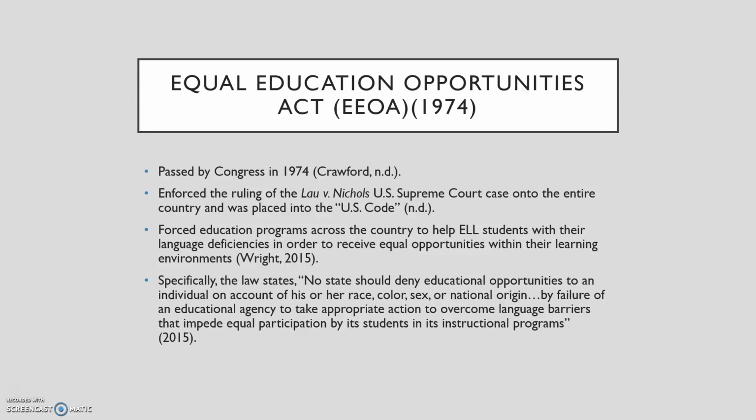Specifically, the law states, no state should deny educational opportunities to an individual on account of his or her race, color, sex, or national origin, by failure of an educational agency to take appropriate action to overcome language barriers that impede equal participation by students in its instructional programs.